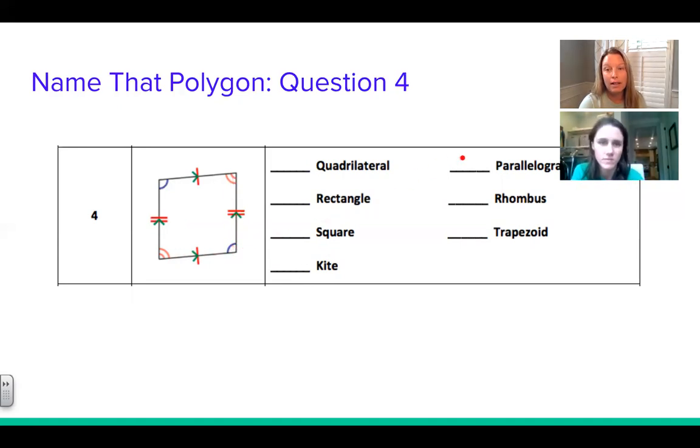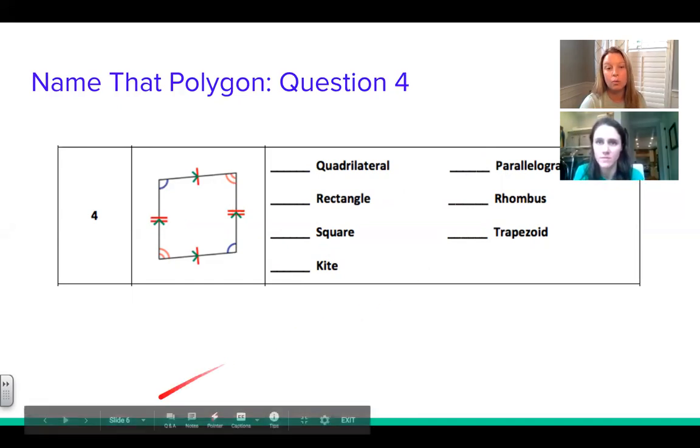It is a parallelogram because it has 2 pair of opposite parallel sides. But again, it is not a rhombus because those opposite parallel sides are not congruent. And then it is not a trapezoid because it has 2 pair of opposite congruent sides, parallel sides, and not just 1. Good? Good.